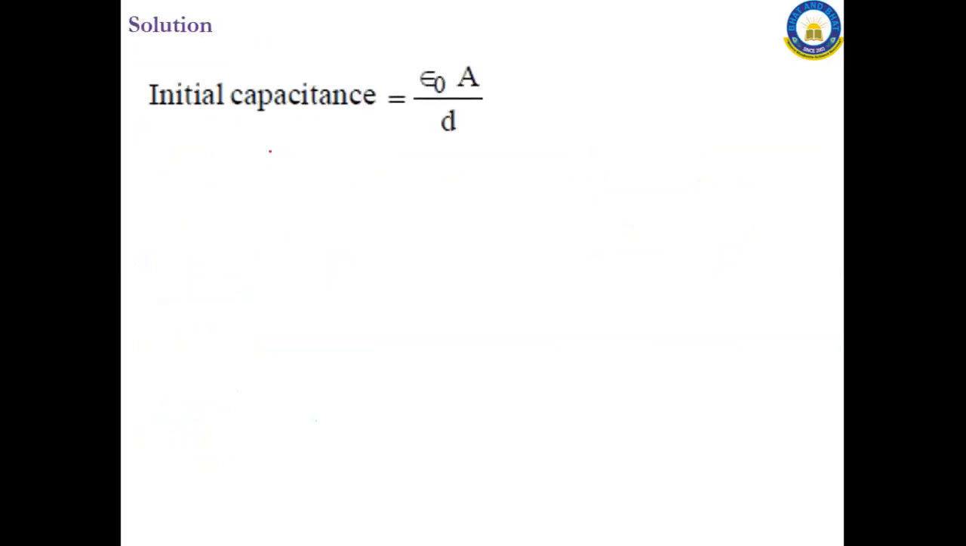So now first we need the initial capacitance in the case when the complete space is filled with only air. In that case, initial capacitance C is equal to epsilon naught A by d.